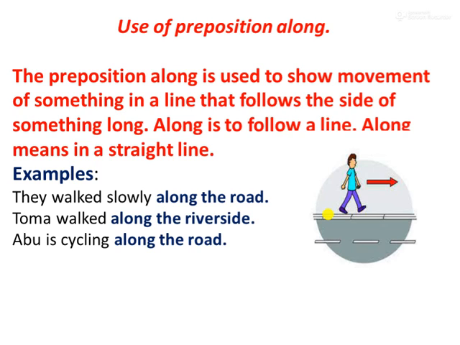Along is to follow a line. They walked slowly along the road. That means in a straight line. Toma walked along the riverside. And Abu is cycling along the road. So this is mentioning the straight line.